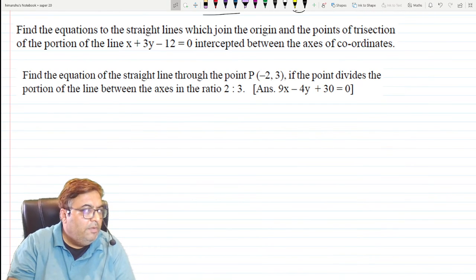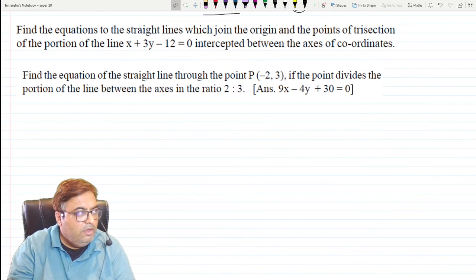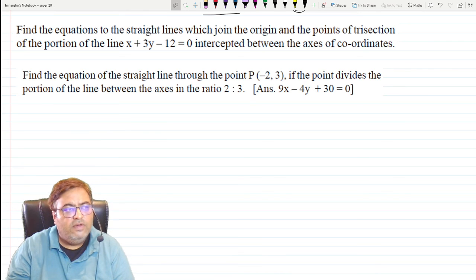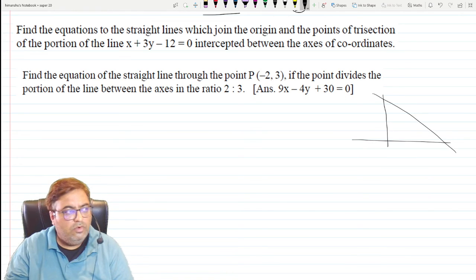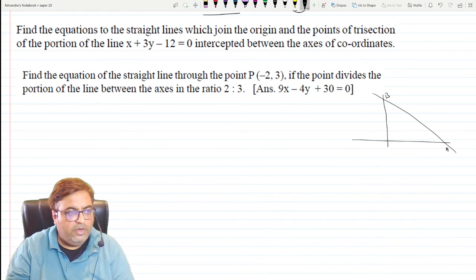Okay. तो ये पहला क्वेश्चन जो आपको दिया है कि फाइंड द इक्वेशन ऑफ स्ट्रेट लाइन विच जॉइंस द ओरिजिन टू द पॉइंट ऑफ ट्रायसेक्शन ऑफ द पोर्शन of the line intersected between the axes of coordinates. So what do we mean by this? By this we mean that, so this is the line given. Okay, this intersects at A and B. Let's say the equation of line is given as x plus 3y equals to 12.